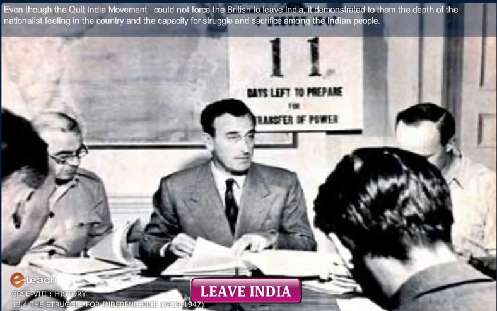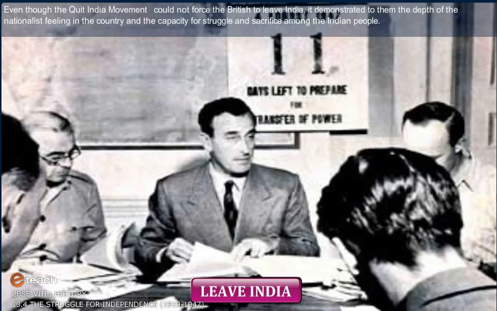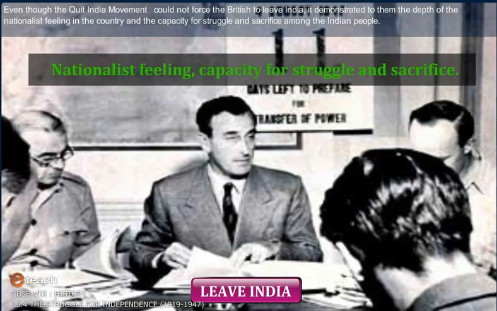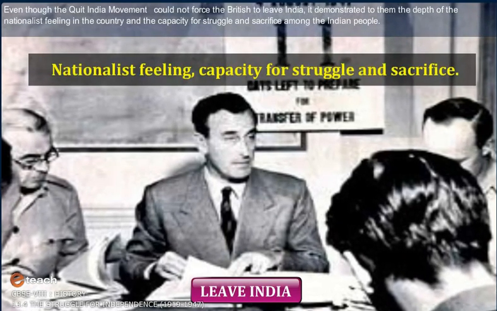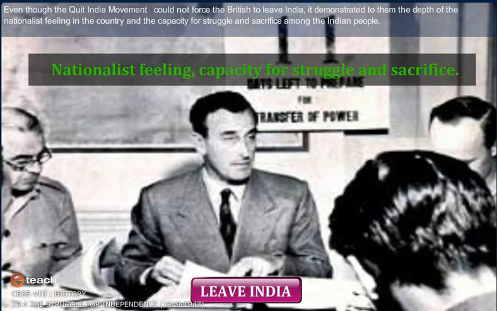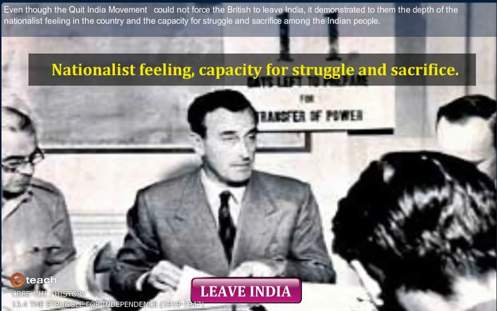Even though the Quit India Movement could not force the British to leave India, it demonstrated to them the depth of the nationalist feeling in the country and the capacity for struggle and sacrifice among the Indian people.